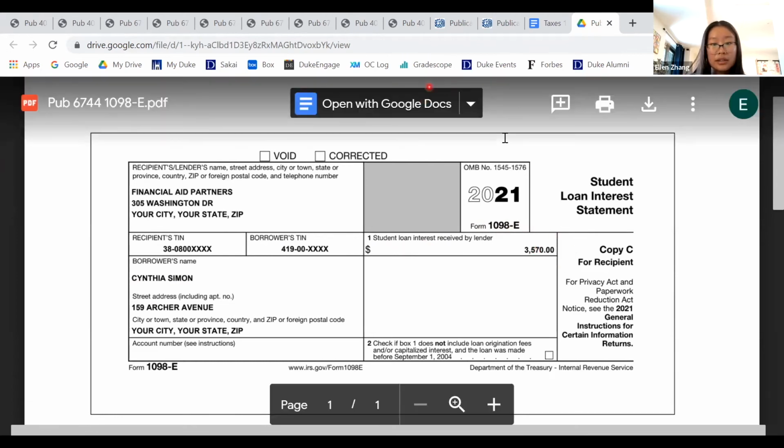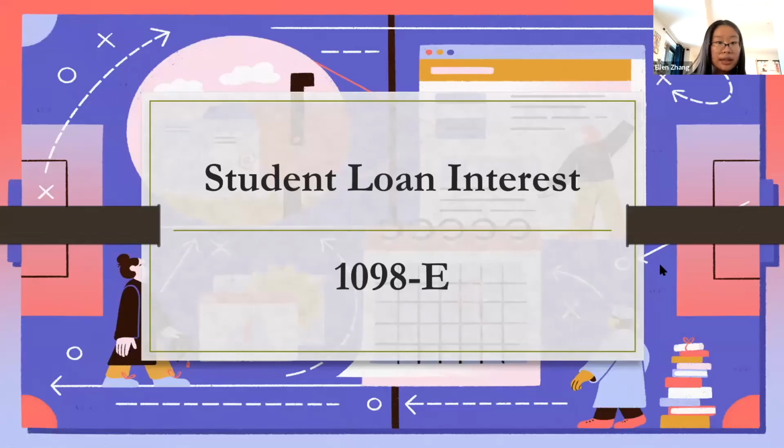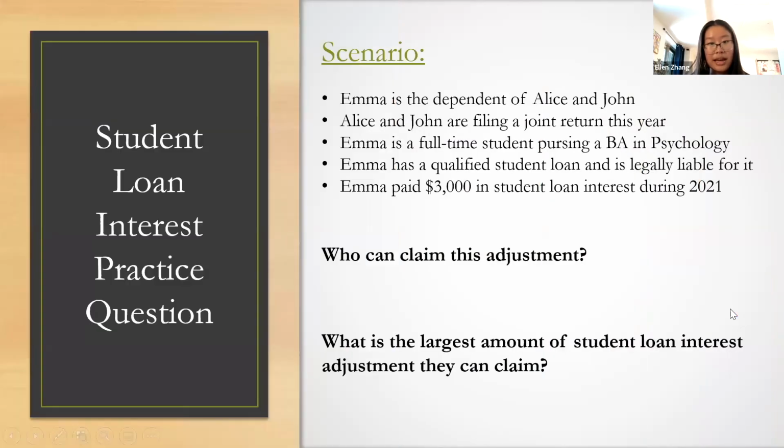Now let me go back to my presentation slide. I actually have a practice problem that you guys can work on. Next, this is a student loan interest scenario. Here we have Emma, who is the dependent of Alice and John. Alice and John are both filing a joint return this year. I should have put another note here that says Alice and John cannot be claimed as a dependent. So Alice and John are filing a joint return this year and they cannot be claimed as dependents. But Emma is the dependent of Alice and John.